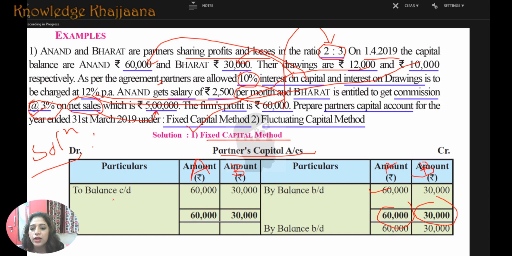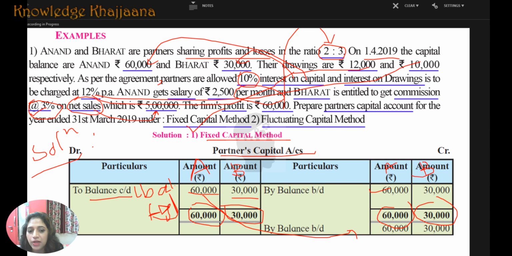Debit side. Is there any withdrawal done by them? No. So this would be the total, and this itself will be the balancing figure. See, balance carried down: rupees 60,000 against Anand and rupees 30,000 against Bharat. And this same balance would be the opening balance for the next year as balance brought down. Right? As it would have come from last year's balance carried down. This is also very simple.